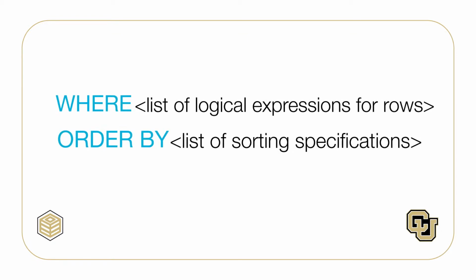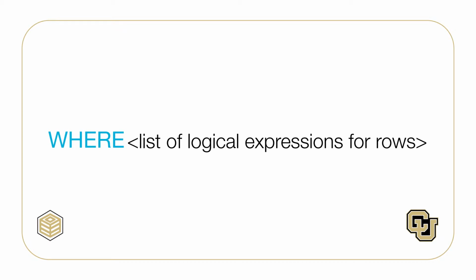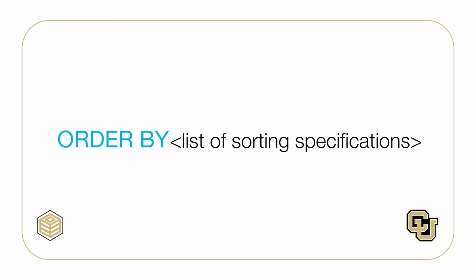The where and order by clauses are optional. The where clause indicates conditions that result rows must satisfy. The order by clause is used if the result rows should be in a specific order.